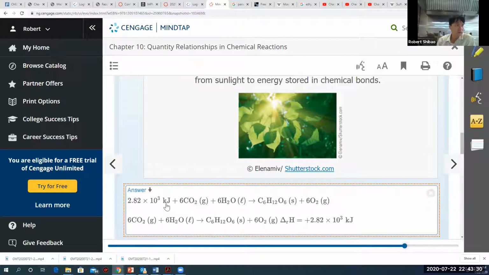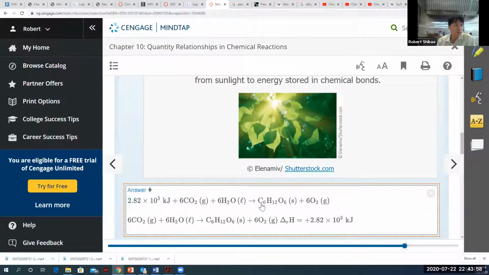And so we have this much energy required for this. This is where we're using energy as a reactant. It's an endothermic reaction. And over here, this is a standard way of writing it. If it's endothermic, we give it a positive sign. If it's exothermic, we get a negative sign. And so we'd write the delta H. Now this little subscript R means reaction, so this is delta H for the reaction as written here, and that's plus 2.82 times 10 to the third kilojoules.